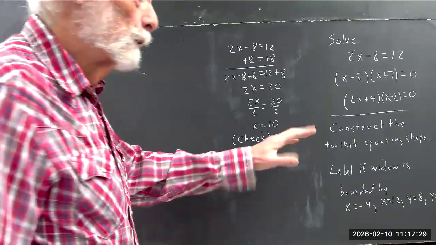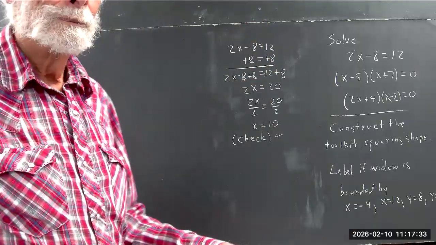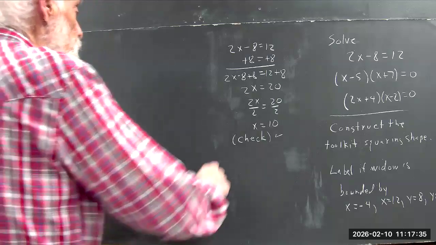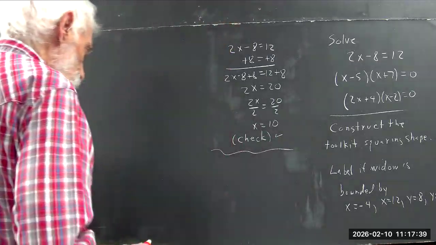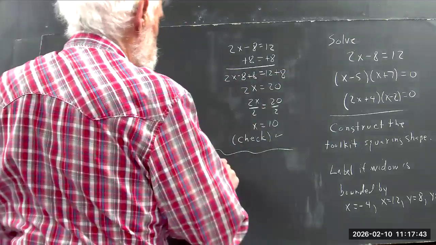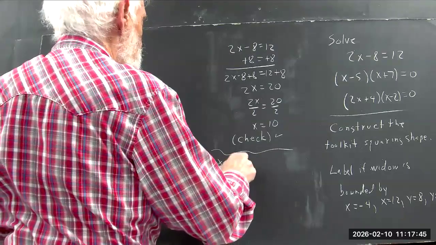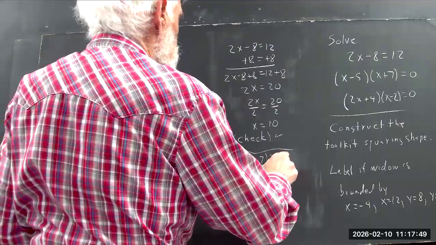Okay. These are linear equations. You're not going to have any trouble with these if you practice it. There are other equations that are a little more troublesome, and we'll get to those. Some of them not for another month or two. Okay. x minus 5 times x plus 7 equals 0.